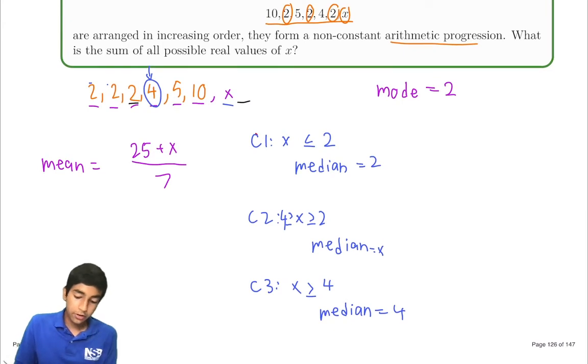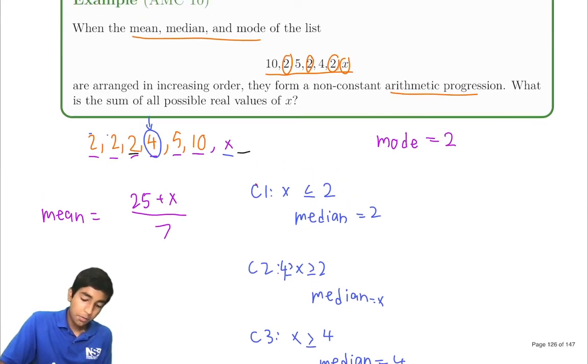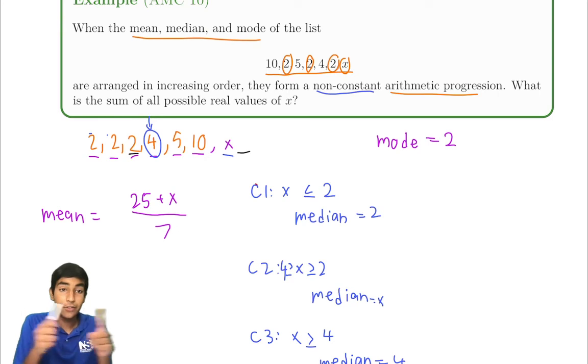But that's not what the question is saying. The question is saying form a non-constant, which means the common difference cannot be 0, arithmetic progression. So what do we do from here?